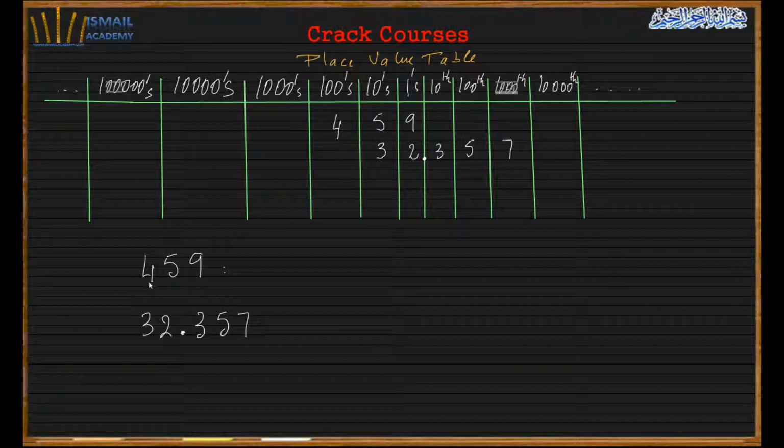So here I read it as 400, so it's going to be 400, 50, and 9. It's the same thing as the way you read it. The way you read it, you write it down. And here the same thing.